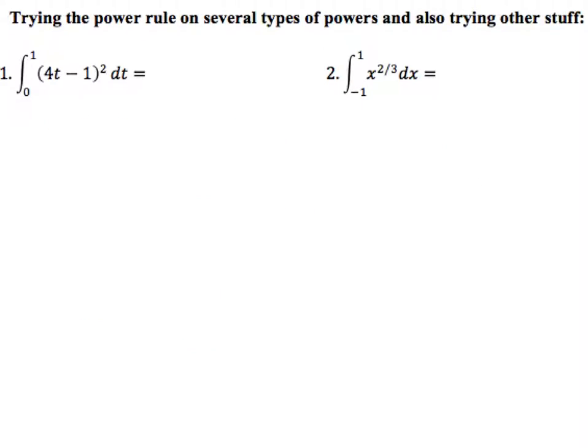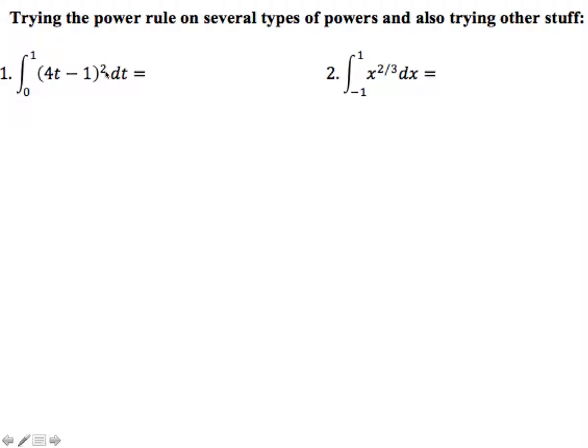At this point, we're going to try our fundamental theorem of calculus part 2 on 6 examples. We're going to focus on powers, and we're also going to try some other functions. The first one we have here is 4t minus 1 quantity squared.